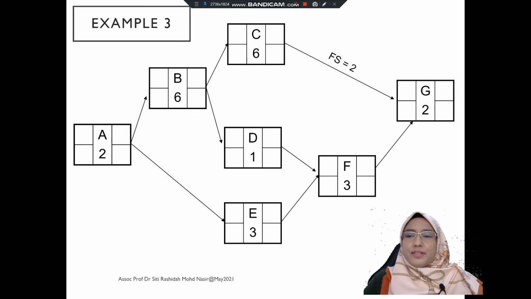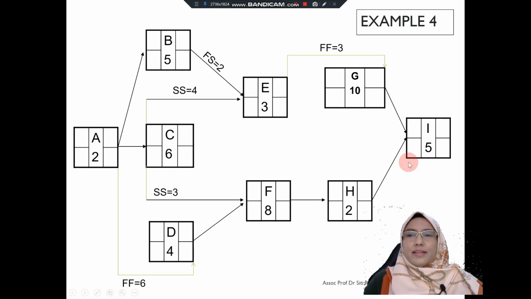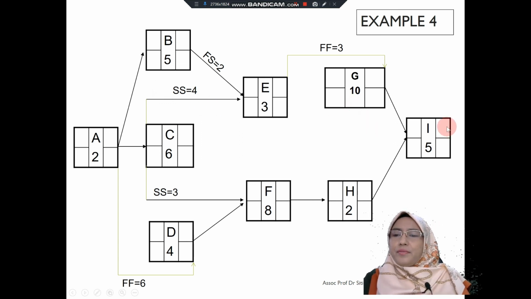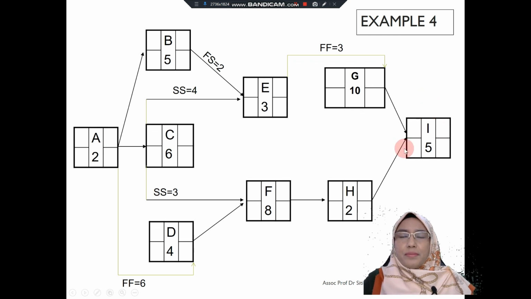If you want to challenge yourself, you can proceed with example 4. Example 4 is quite complicated, where a few relationships are introduced in this entire network. If I'm not mistaken, there are 5 relationships. So you can try to calculate the early start, early finish, late start, late finish by incorporating the relationships into your calculation, and find the project duration for example 4.